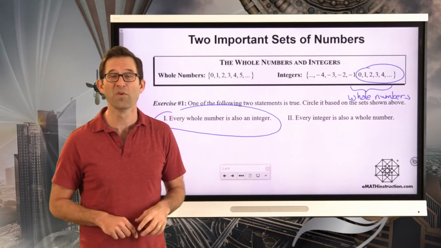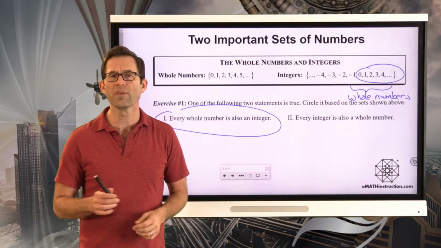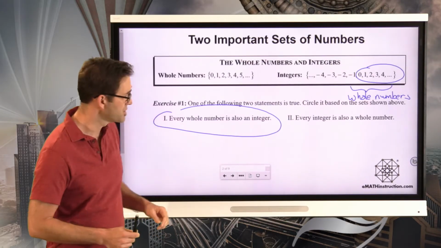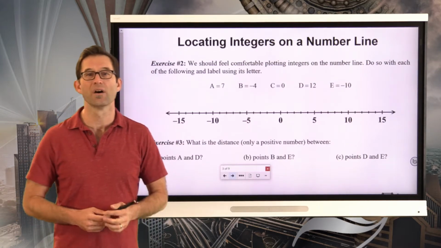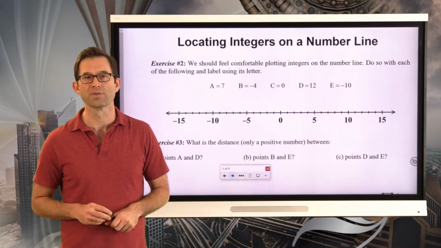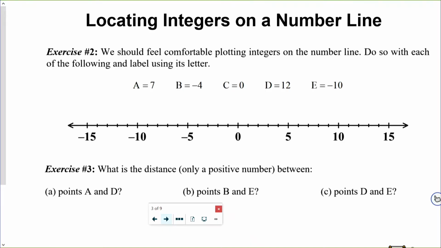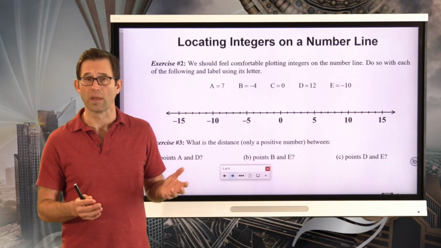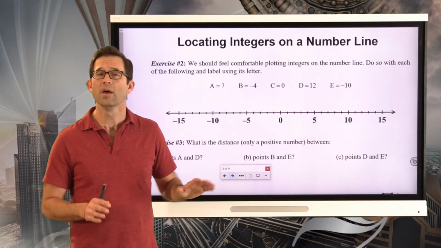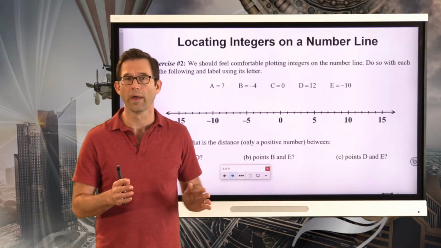Anyhow, let's keep moving on and start to look at where these numbers live on number lines. All right, locating integers on a number line. Let's take a look at exercise number 2. We should feel comfortable plotting integers on the number line. Do so with each of the following and label using its letter. Just really quick before we get into this, because it's pretty easy, let's be honest, a nice review of the number line.